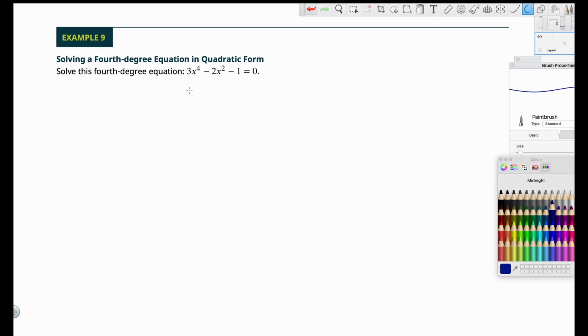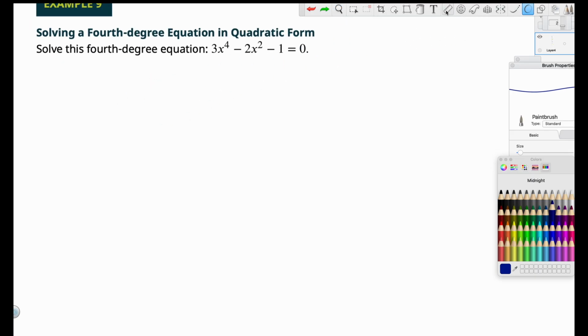Okay. So we have 3x to the 4th minus 2x to the 2nd minus 1. Notice that this exponent right here is half of the leading term's exponent. So our middle term exponent is 2, and our leading one is 4, and half of 4 is 2. So this is an important pattern to recognize, because we can rewrite x to the 4th and x to the 2nd using a quadratic form by making a substitution here.